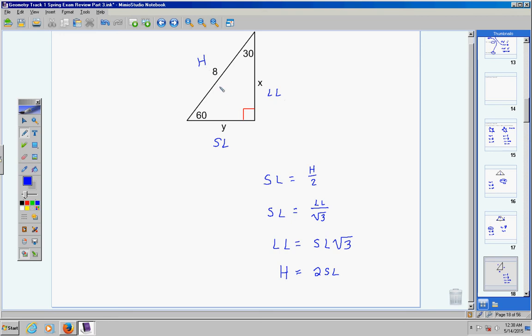Now they've given me the hypotenuse. So looking at my formulas here, to be honest with you, the shorter leg is always half the hypotenuse. Or you can say the hypotenuse is twice as big as the shorter leg.